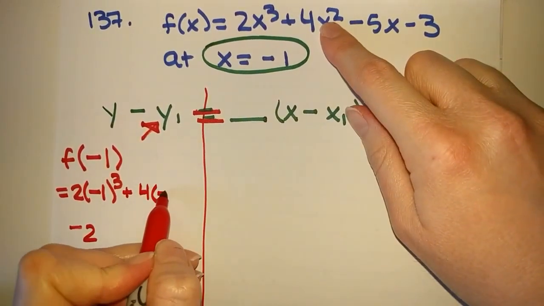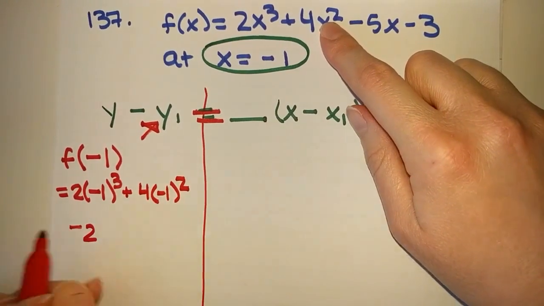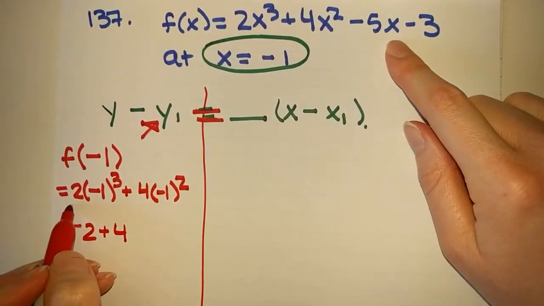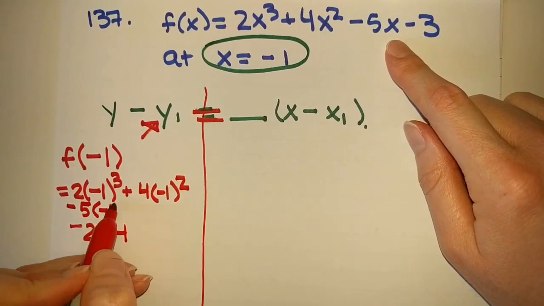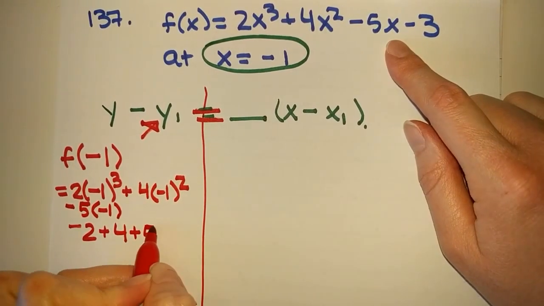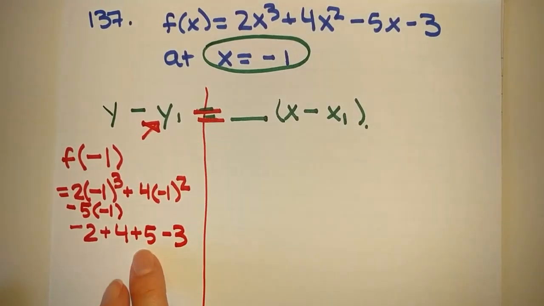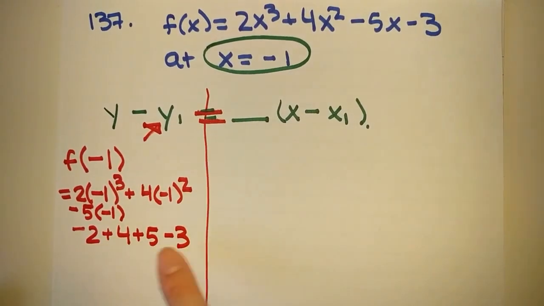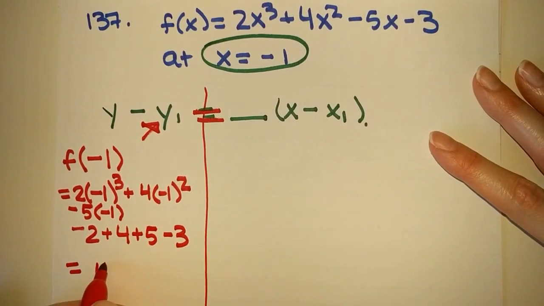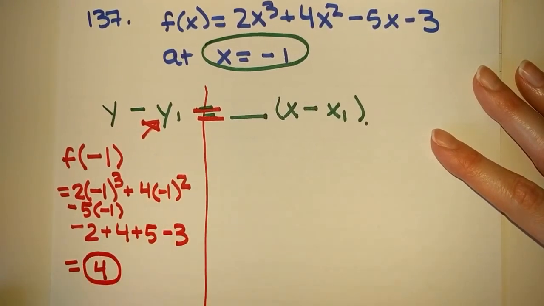Plus 4 times -1 squared gives us a positive, so plus 4. And then minus 5 times -1 gives us a plus 5. And then the minus 3. So we are looking at 5 minus 5 plus 4. So we are looking at 4 for our y1 value.